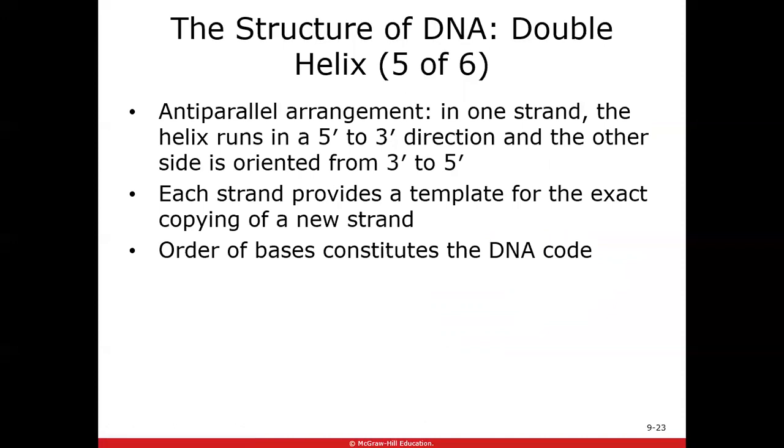So what they have is what they call an anti-parallel arrangement. On one strand, the helix runs 5' to 3', and the other side is oriented 3' to 5'. They're opposite because the pairs have to be opposite each other. Each strand provides a template for the exact copying of a new strand. So the order of bases constitutes the DNA code.